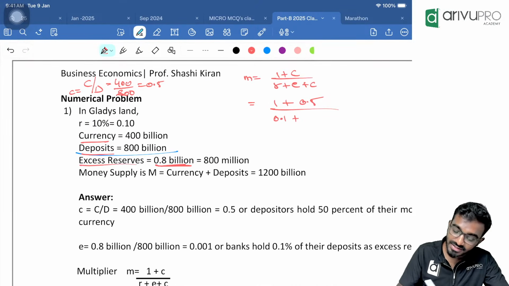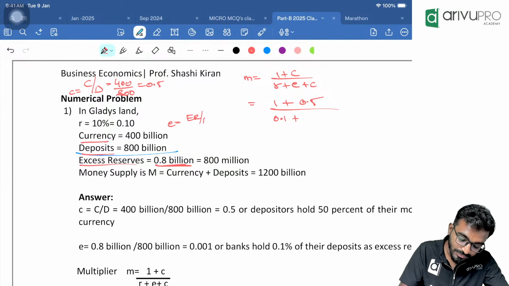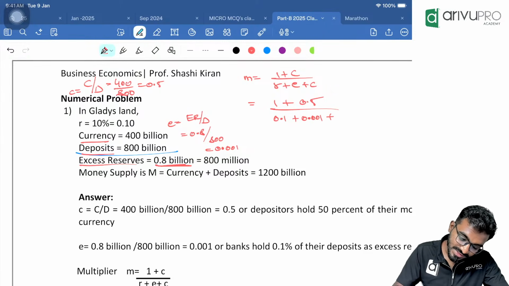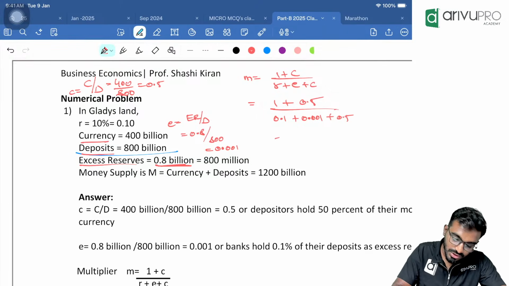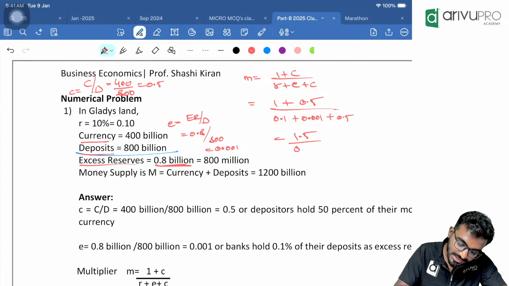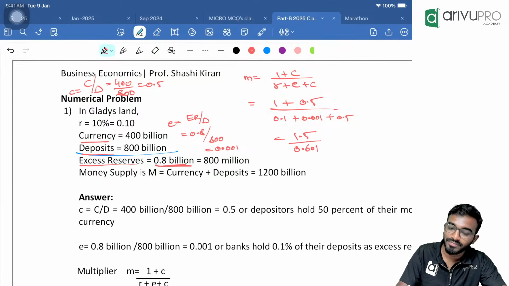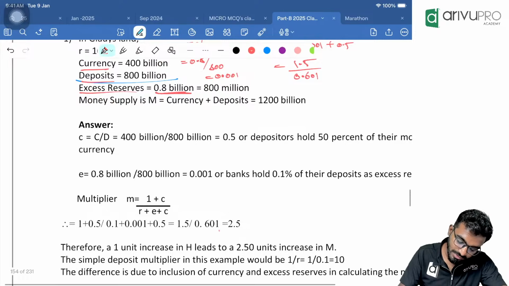Just now we identified the excess reserve value. What did we say? E is equal to ER by D. So 0.8 divided by 800 billion, so this will be 0.001. So 0.001 plus c; just now we identified c as 0.5. So that's it, this is the value. So this will be 1.5 divided by 0.601. The end result will be 2.5.